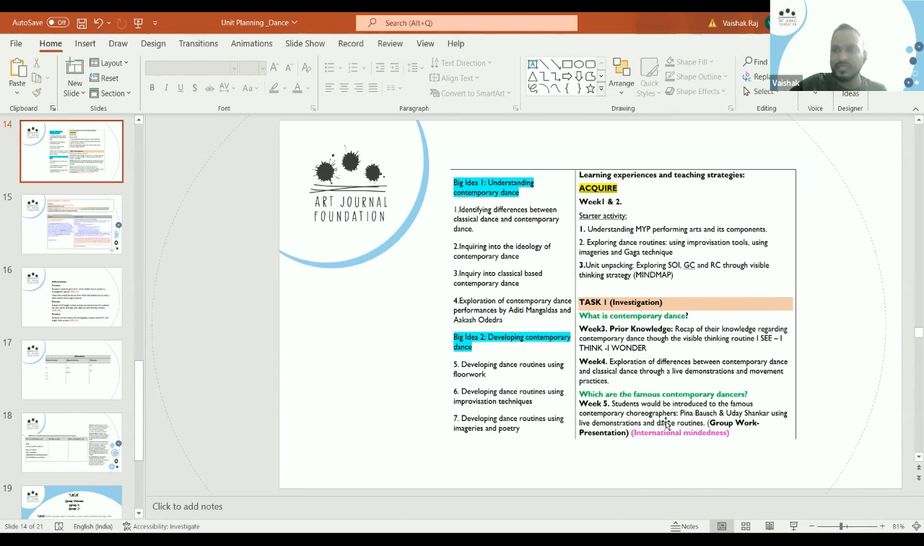So that when your coordinators ask, why do you use these links? Where is it being used? You can tell that it's being used in week 5 under this factual question or under this conceptual question. You should be able to answer.